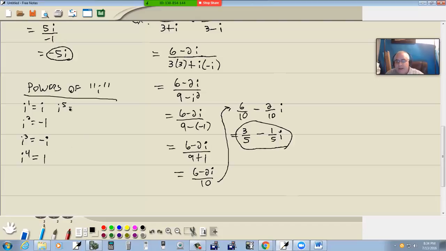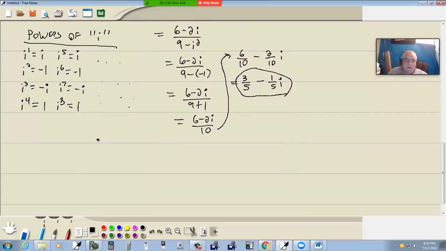And then we're going to find that this pattern repeats. So it repeats in a pattern of 4. i, negative 1, negative i, 1. And it goes on forever like that. So that's our powers of i.